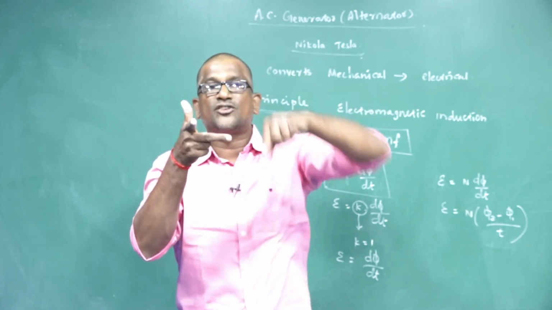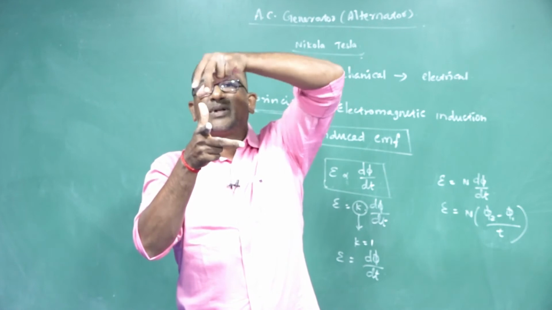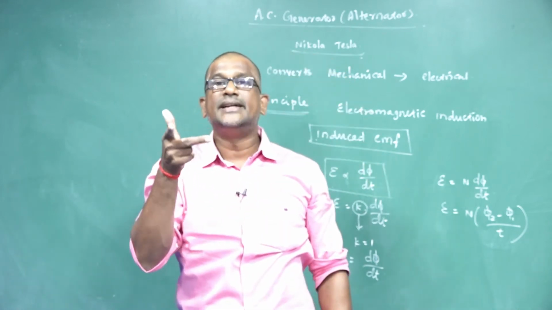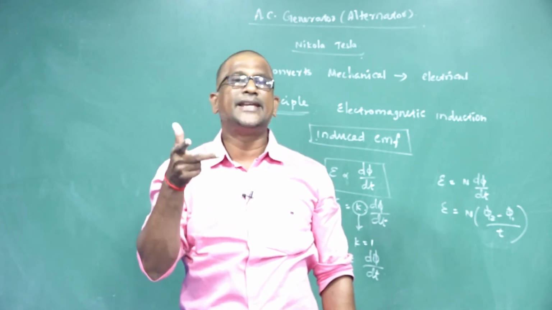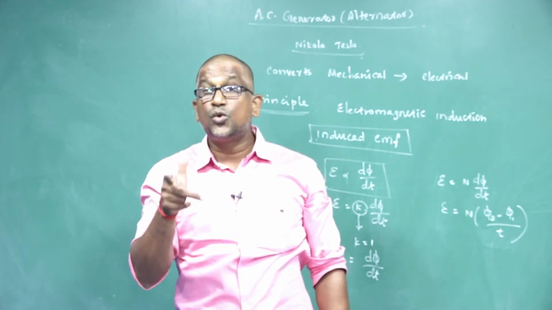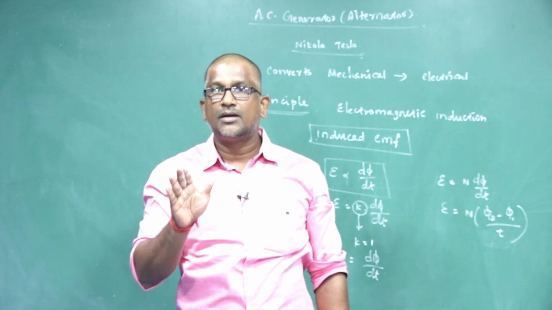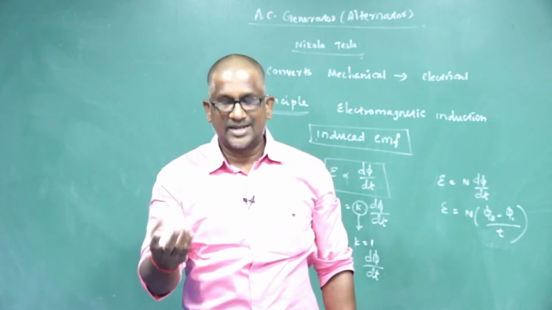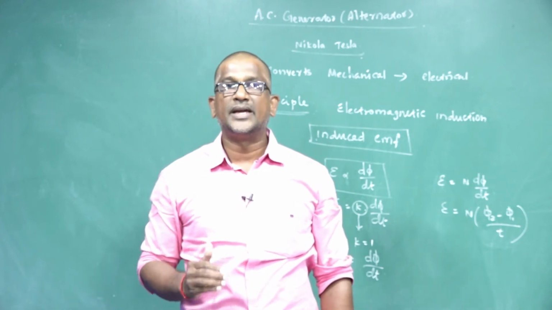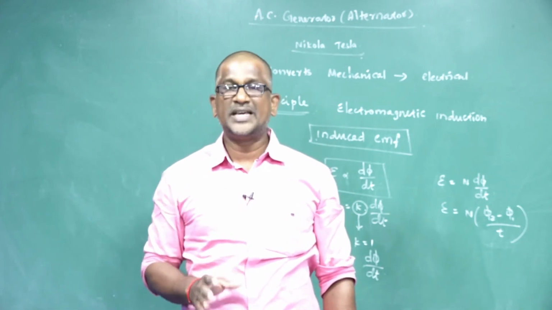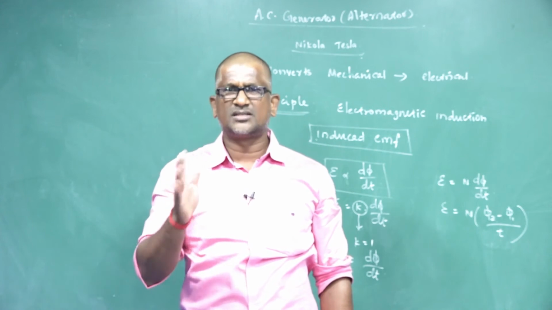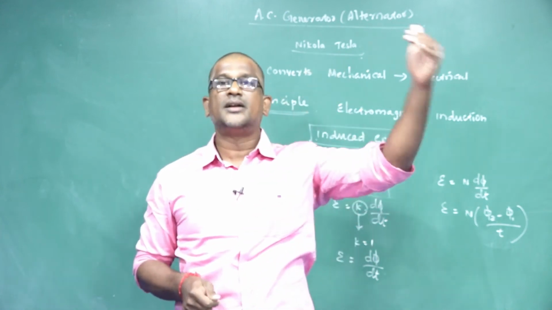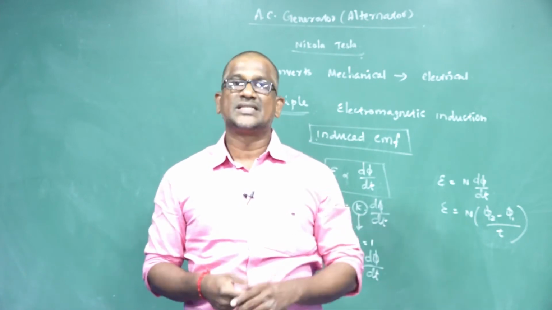Forefinger represents the direction of the magnetic field, thumb represents the direction of motion of the conductor, and middle finger represents the direction of induced EMF or induced current. The magnitude of induced EMF is given by Faraday's laws of electromagnetic induction, and the direction of induced EMF is given by Fleming's right-hand rule. Both were already discussed in the previous classes.